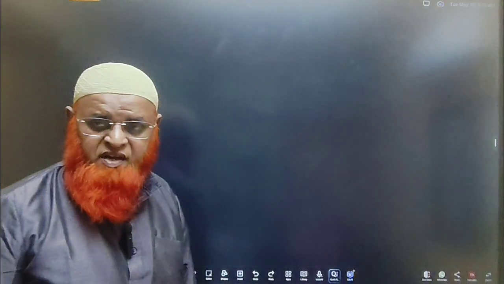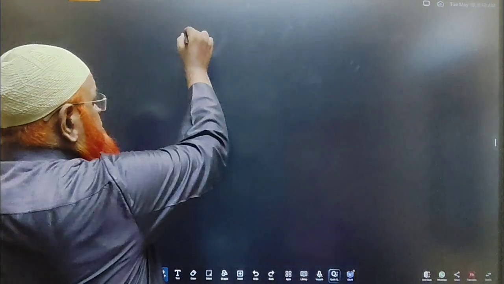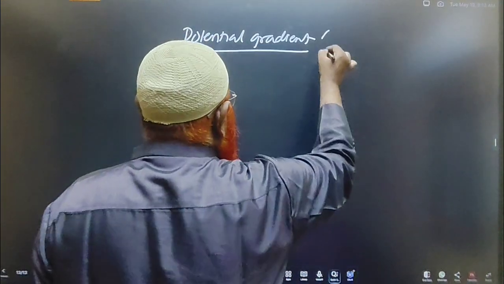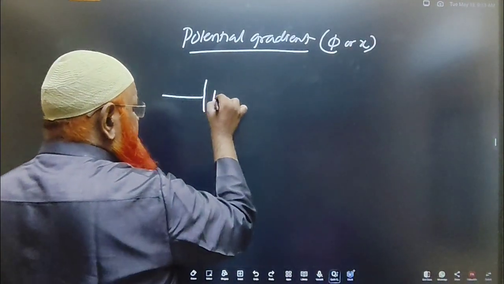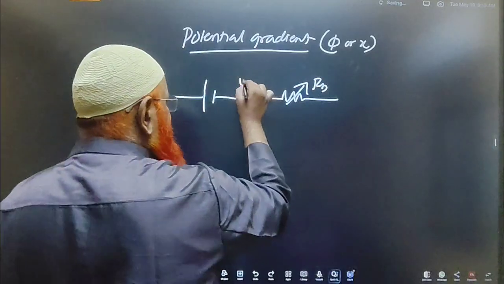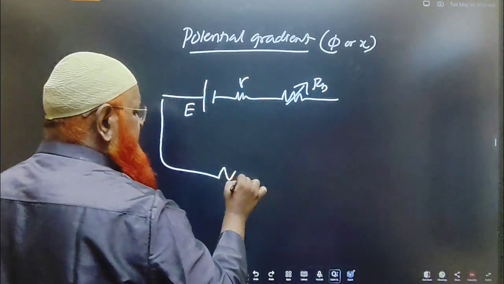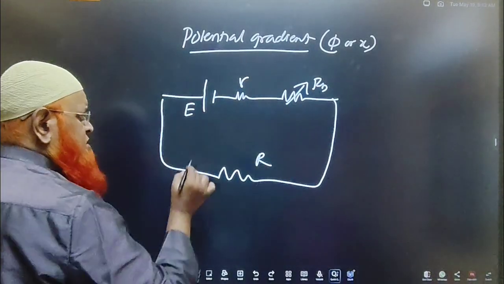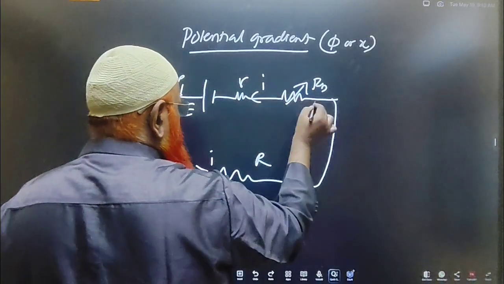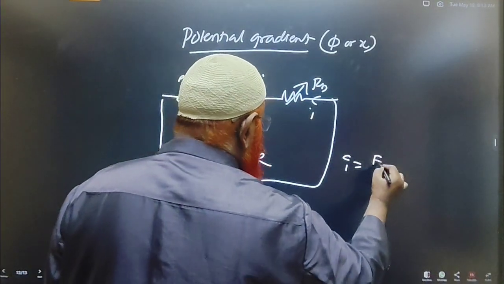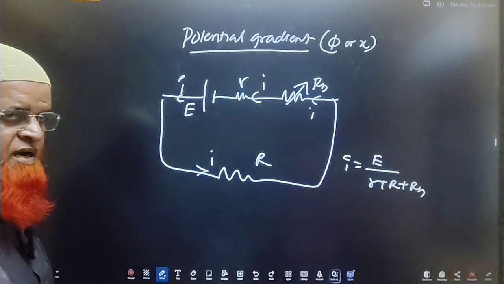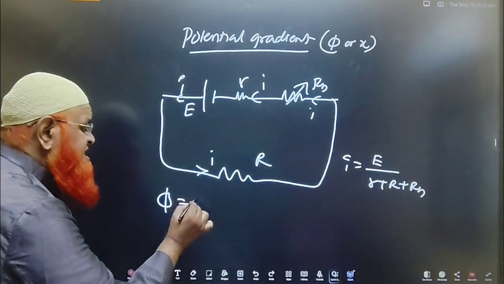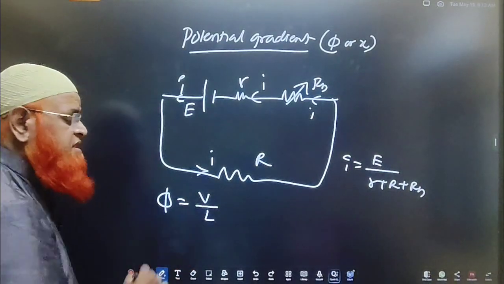If the potentiometer is understood, then what is the meaning of potential gradient? It is given by the letter phi, or sometimes by another letter. In it the primary circuit is involved: there is a rheostat, an internal resistance, EMF, and an external resistance capital R. I told you that current will flow from higher to lower potential, and the current is nothing but E by small r plus capital R plus RH. I got the current now.